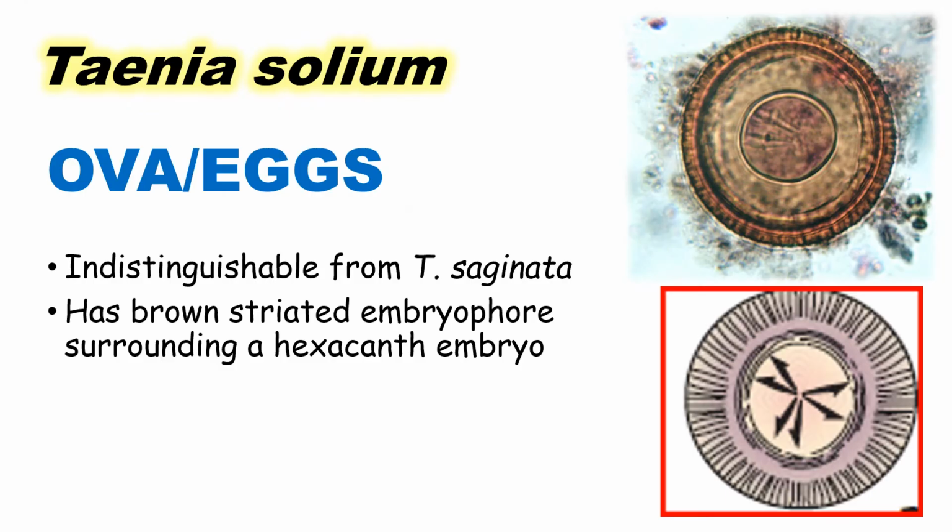Okay? So for their eggs, as I have said, the eggs of T. saginata and T. solium are indistinguishable. The only difference is that T. saginata is acid fast, and it infects cattle. While T. solium definitely infects pigs. Okay? So, they are the same in that they have an embryophore that covers the hexacanth embryo.